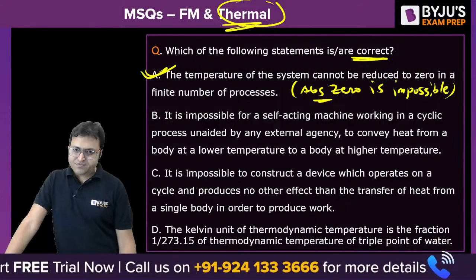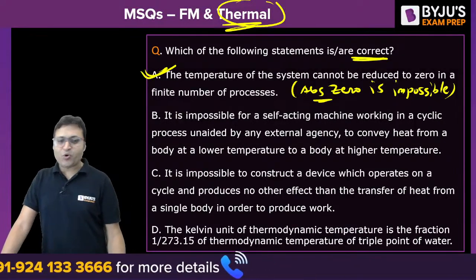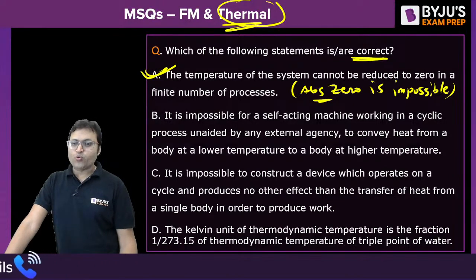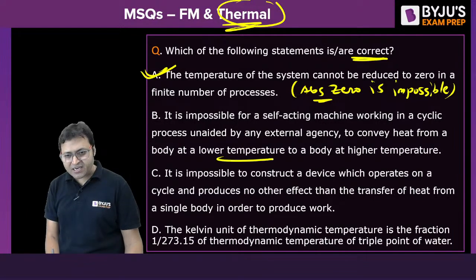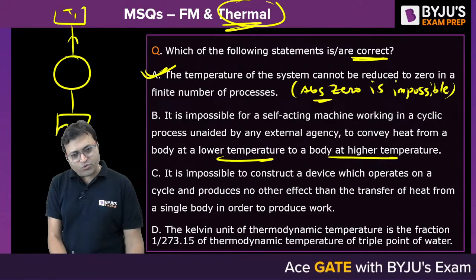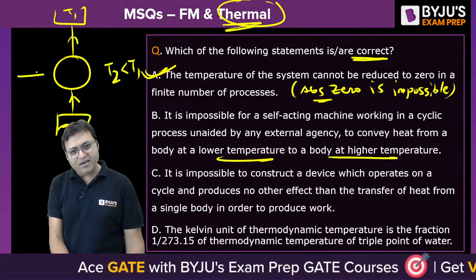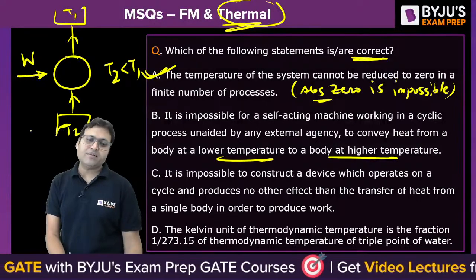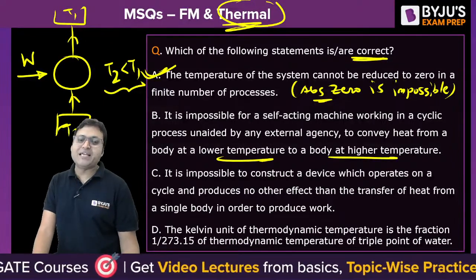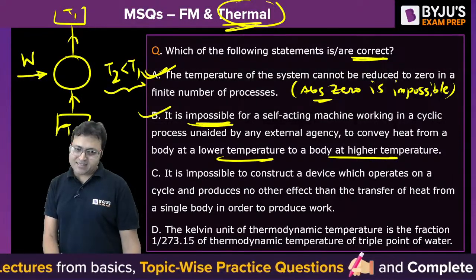Statement B: it is impossible for a self-acting machine working in a cyclic process unaided by an external agency to convey heat from a body at lower temperature to a body at higher temperature. If we want the heat to flow from T2 to T1, T2 is less than T1, we need to do some external work. When the heat flows from lower temperature to higher temperature, external work will be required. That is Clausius' statement of second law of thermodynamics.